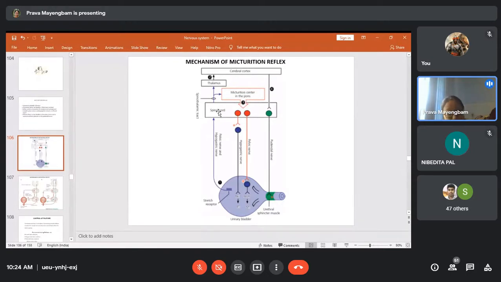By the signal, the sensory sensation, it will also go to the thalamus, which will further reach the cerebral cortex. The cerebral cortex, yesterday we discussed the sensory portion and the motor portion, the motor center and the sensory centers. So here, when the urinary bladder muscles have been stretched, the sensation reaches the micturition center in the pons.